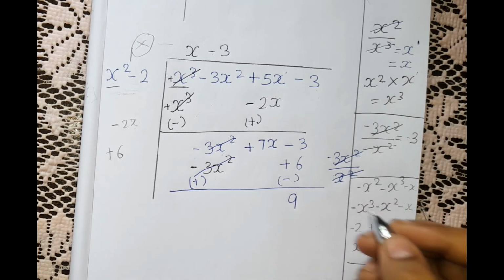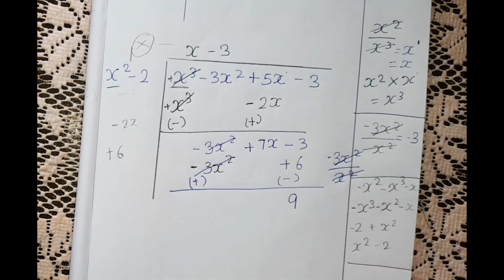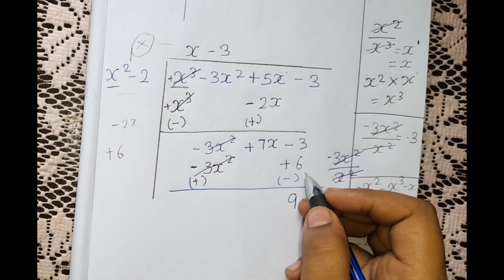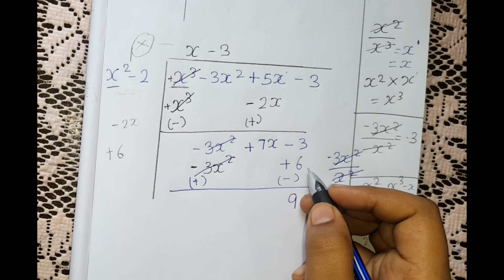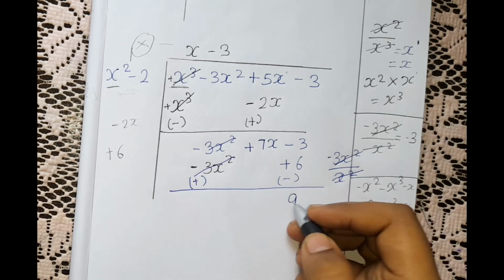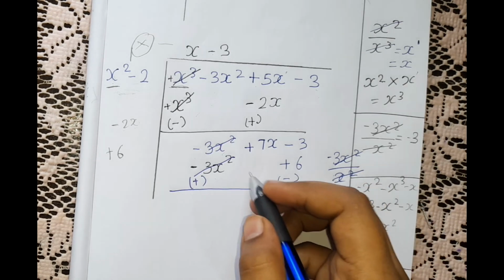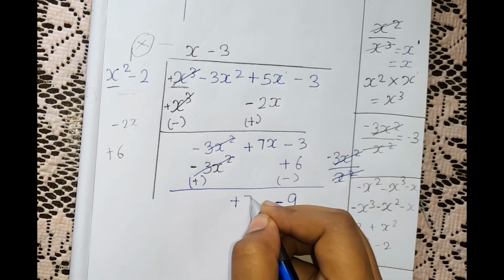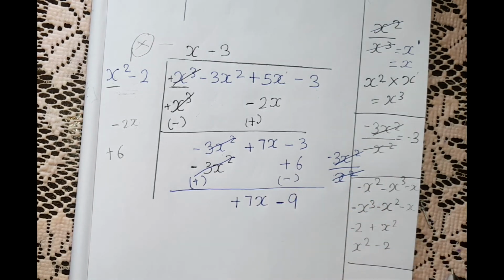So here we are going to be taking the biggest number's sign. Here the biggest number is 3 or 6? The biggest number is 6. So 6 has got a new sign, that is minus. So we are going to be writing minus. Then we are going to be taking this plus 7x as it is. Okay, plus 7x.